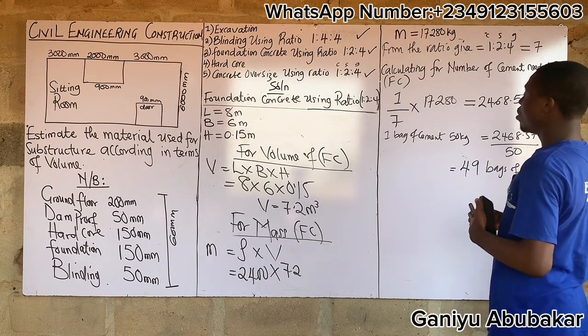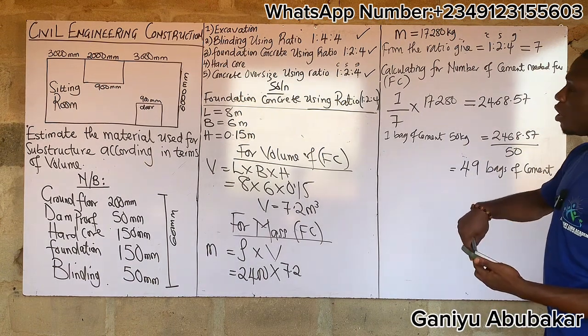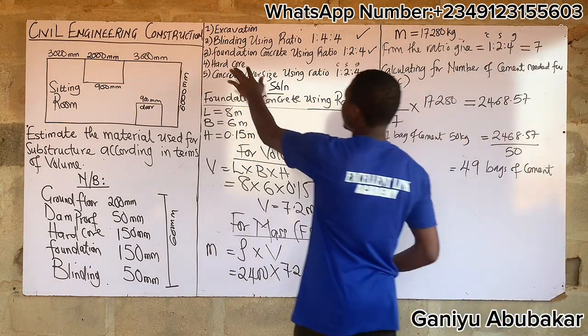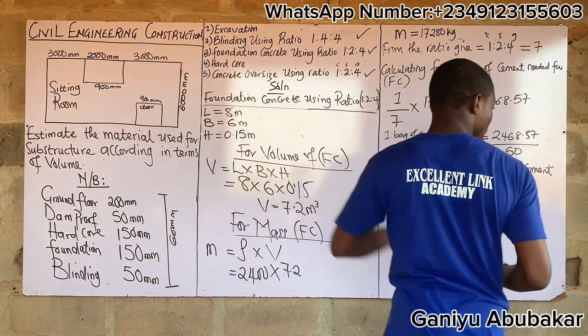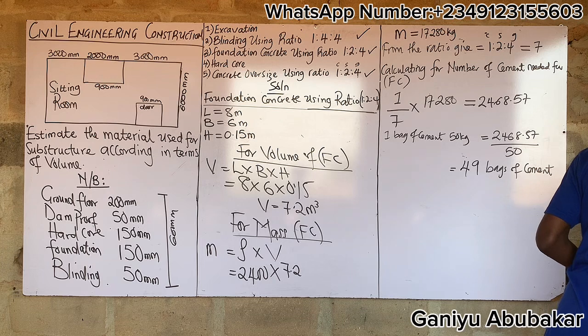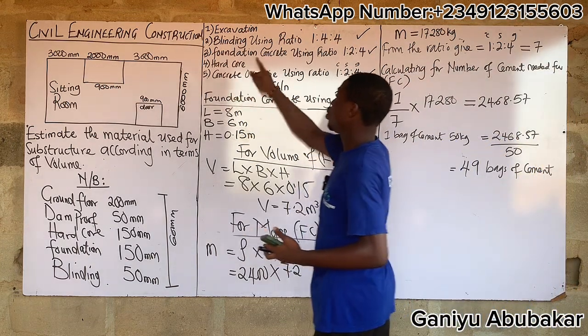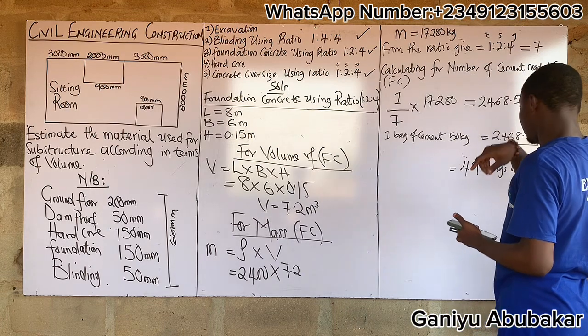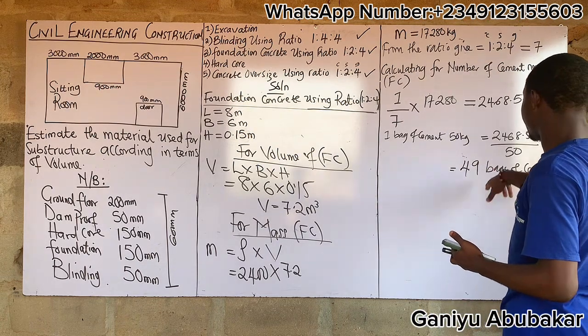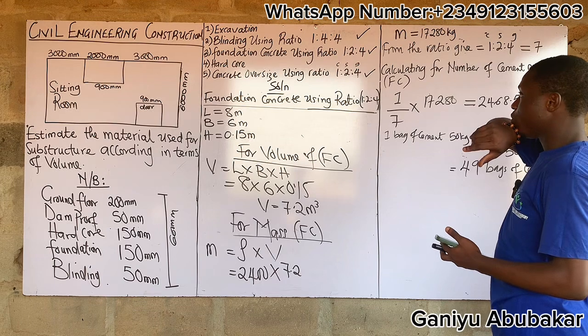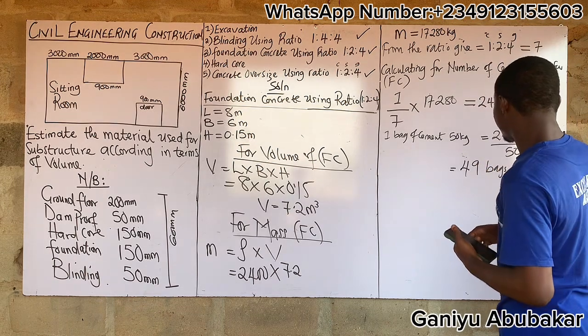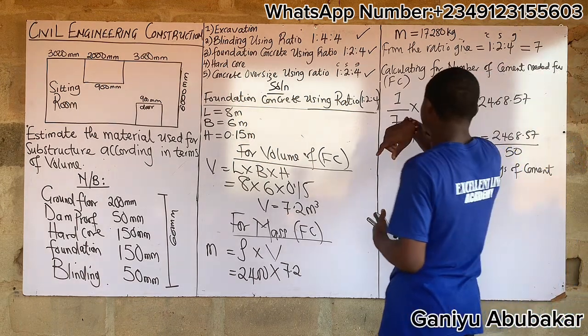So in our previous calculation, when we did it for blinding, the number of cement needed there was around 13 bags, right? For this one, I have 49 bags. So I need 49 bags of cement for this foundation concrete. All right, let's get the amount of sand needed and granite.